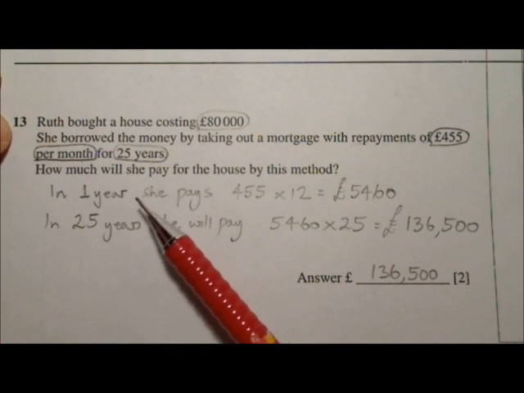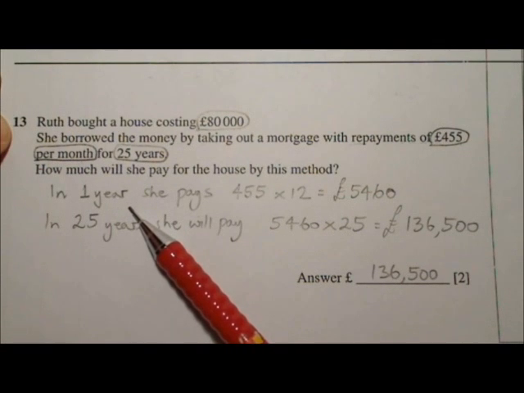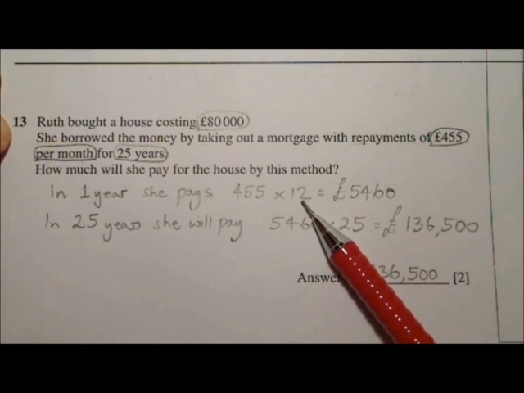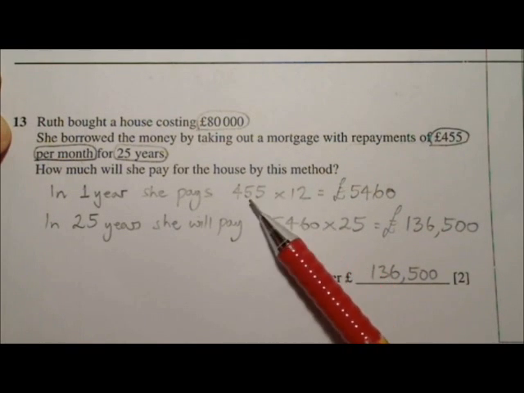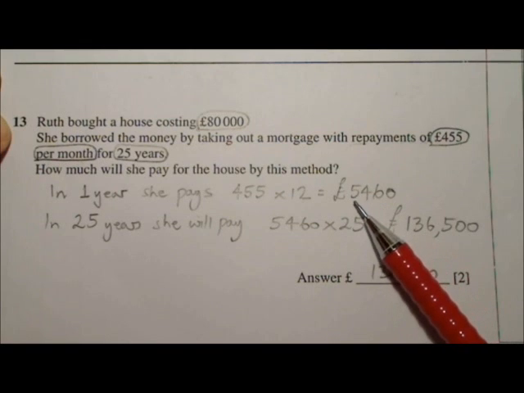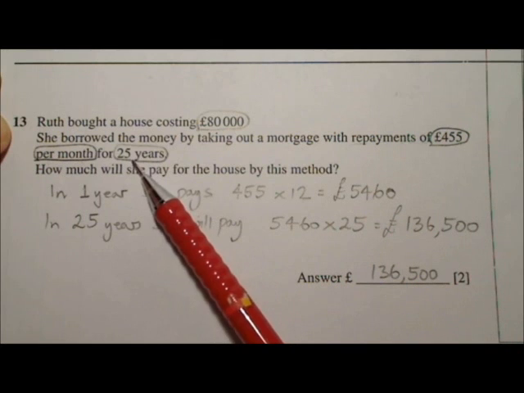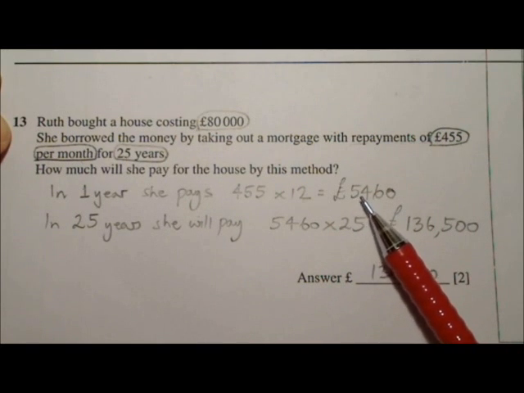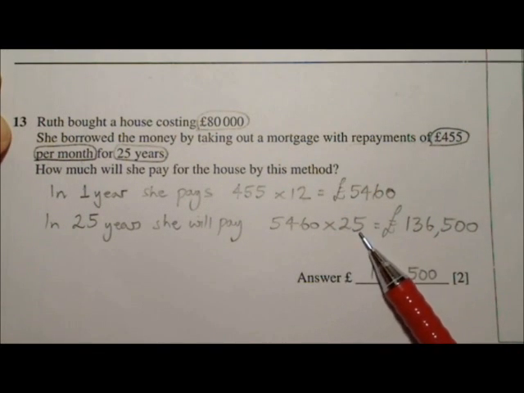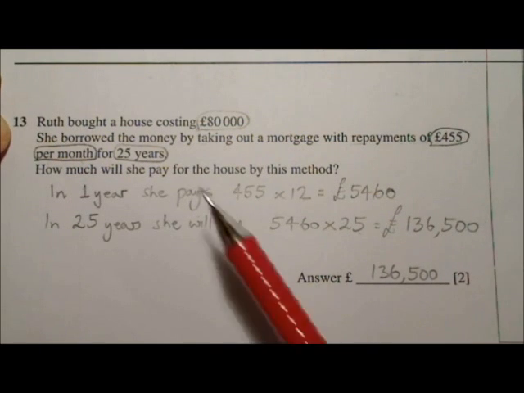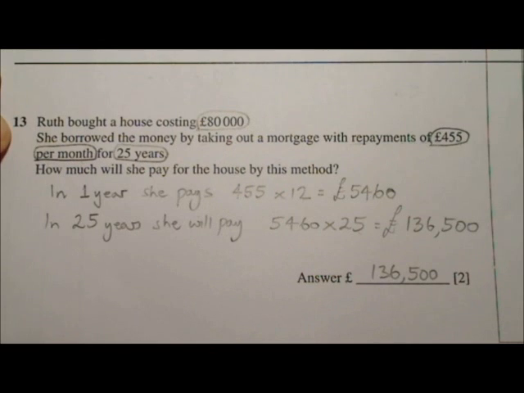So best way to think of it is, in 1 year she's going to pay £455 multiplied by 12. Obviously 12 months each year, so that's over 1 year, a total of 5,460. But she has to do that for 25 years, so we multiply 5460 by 25, and that gives us a total repayment of £136,500 for an £80,000 house.